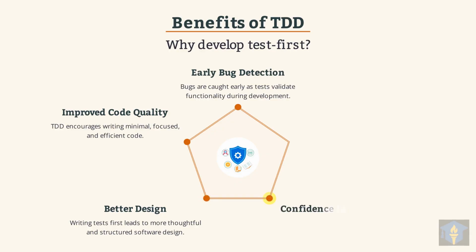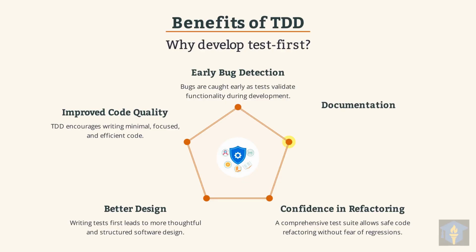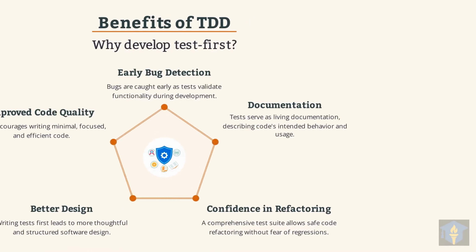A comprehensive test suite provides confidence to refactor your code safely, knowing that tests will catch any regressions. A comprehensive test suite enables safe code refactoring, letting you improve code without fear of introducing new bugs. Tests serve as excellent living documentation, clearly describing the intended behavior and usage of your code. Your tests act as living documentation, precisely describing the code's intended behavior and how it should be used.